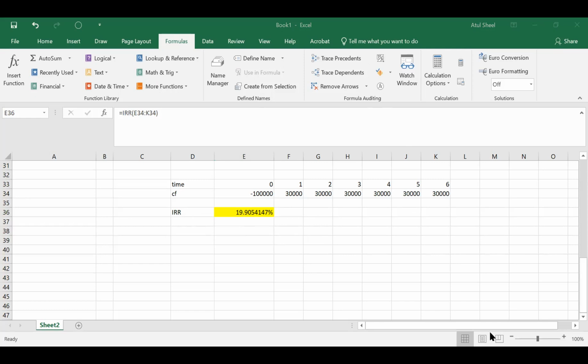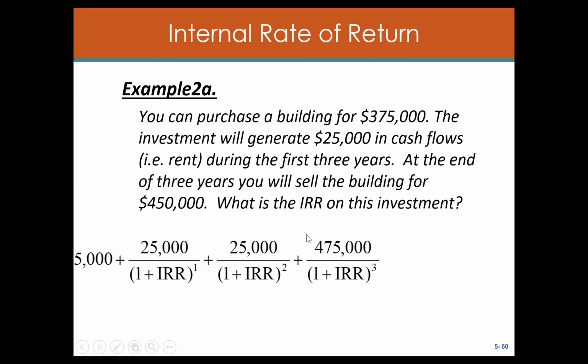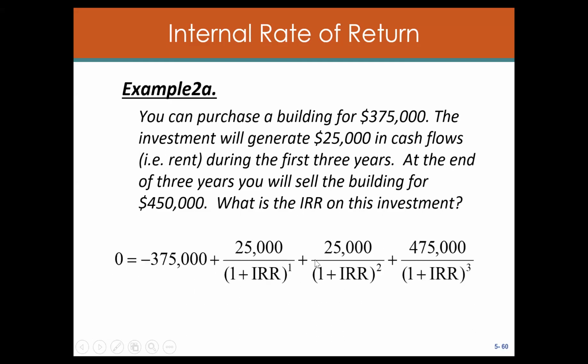Coming back to IRR again. So we got 19 point something. Another example here. You can purchase a building for $375,000. The investment will generate $25,000 in cash flows. That is your rent, right? This is the real estate that we are talking about. At the end of 3 years, you will sell the building for $450,000. Same example that we did earlier. What is the IRR for this investment? Again, you do the same thing. You discount it, and you'll get the IRR is 12.56%. That means at 12.56%, it will be 0 NPV.